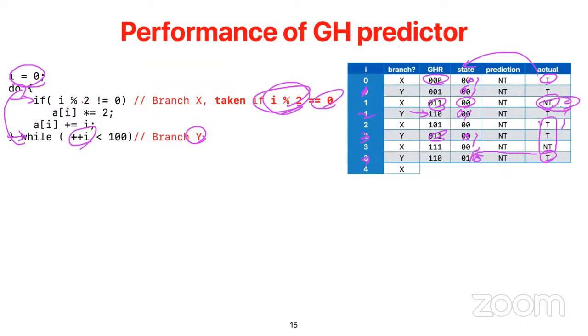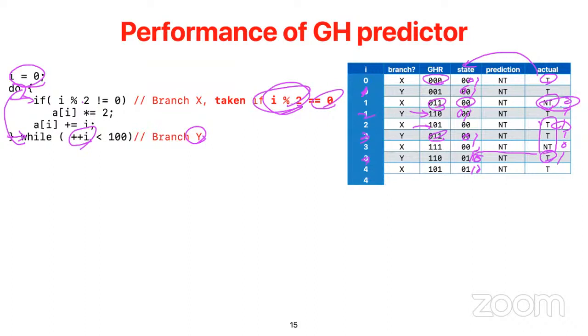So now when i equals 4, 4 mod 2 is 0, and the previous 3 branches are 101. Have we seen 101 somewhere before? Yes, it's right here. The last time it's taken, so 101 is now 01. Although we predict not taken, this time it's taken. So the next time we see 101, it should be predicting taken.